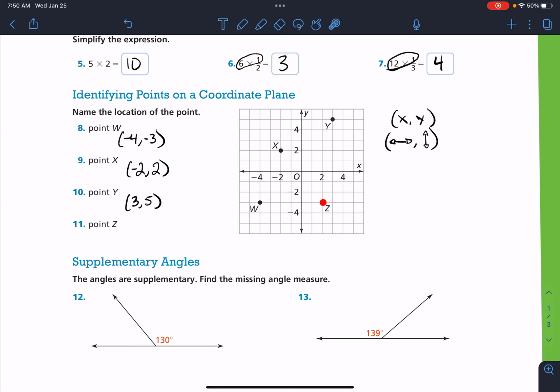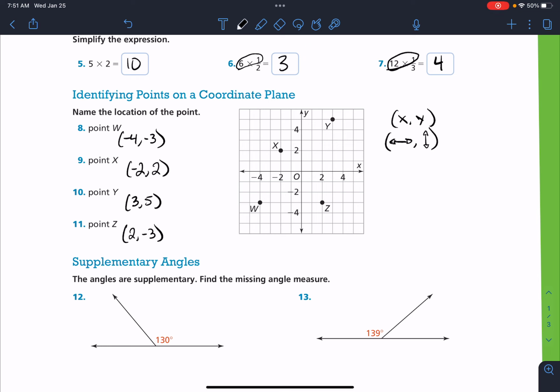And then point Z is all the way down here. So we need to go from the origin, go left or right, and then up or down to tell me the location of letter Z. So Z, I would have to go right 2 and down 3. So that coordinate point would be (2, -3).